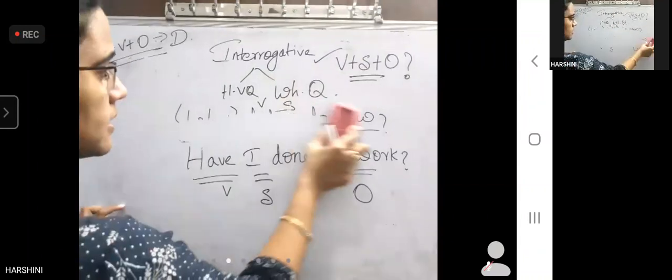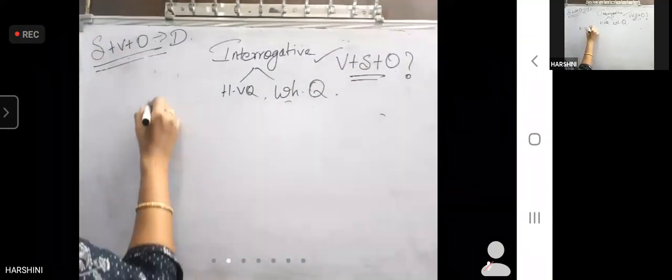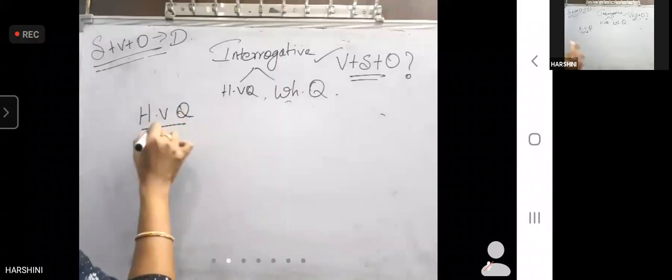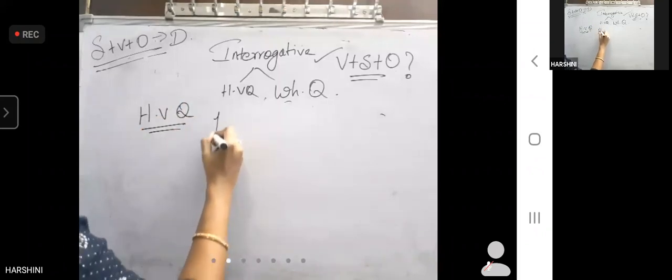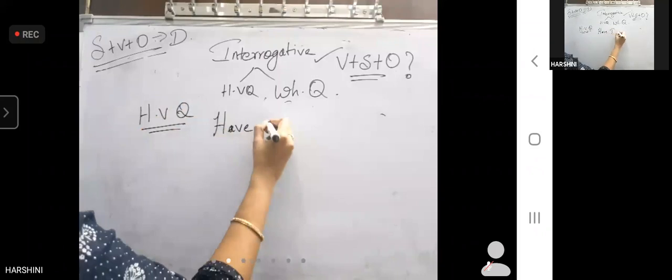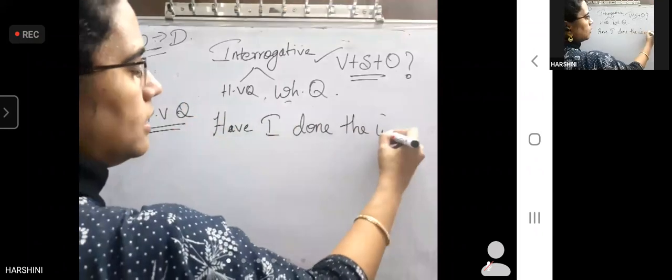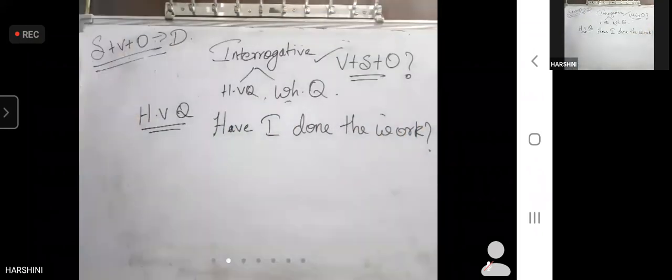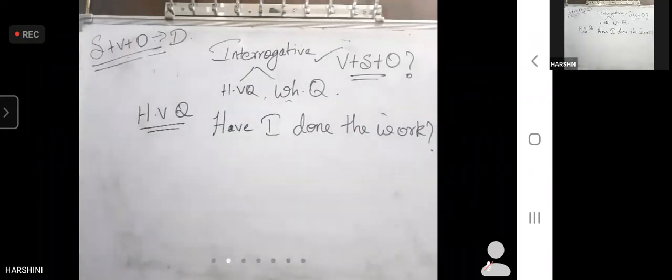Just write the structure. Now we are going to look at the topic called voice in the interrogative. Be very careful to listen. I'll make it very easy for you. First, we look at helping verb questions. A 3-step method will be followed here. Now, "Have I done the work?" is the question given to you. You need to express it in passive voice. How would you do it?